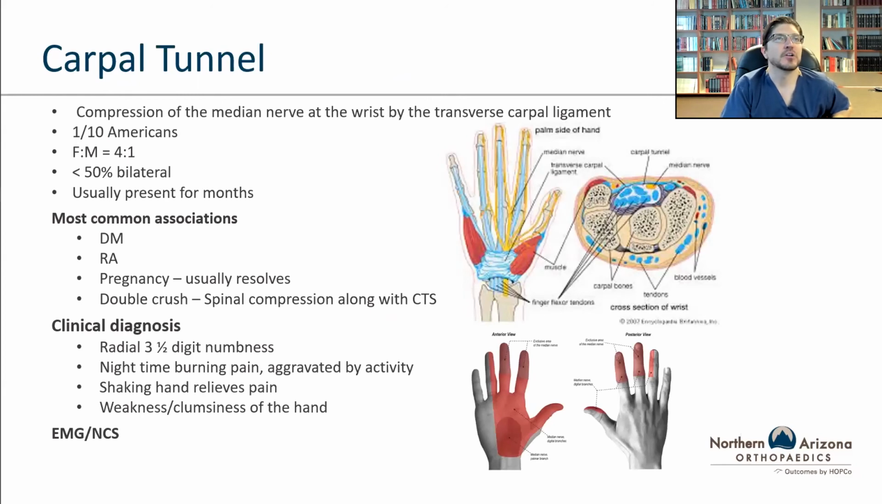In carpal tunnel syndrome, there's a compression of the median nerve at the wrist by the transverse carpal ligament. 1 in 10 Americans will be affected by this, whether or not they have surgery in their lifetime. It's very common in females in a 4-to-1 ratio, and it's very common to see this in both hands. This is usually present for months before presenting to a surgeon.